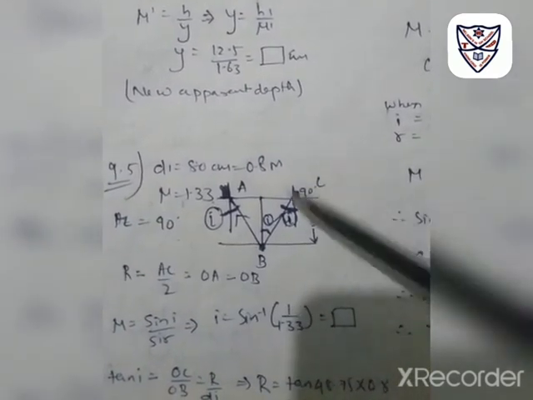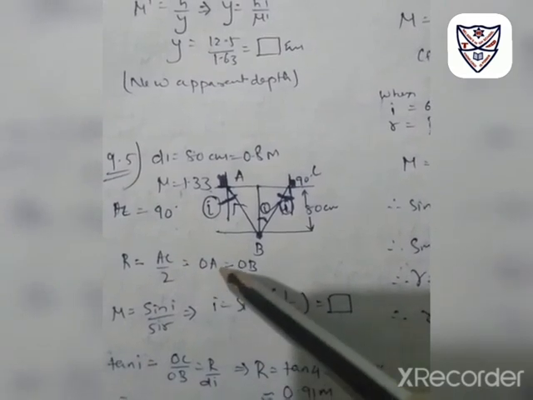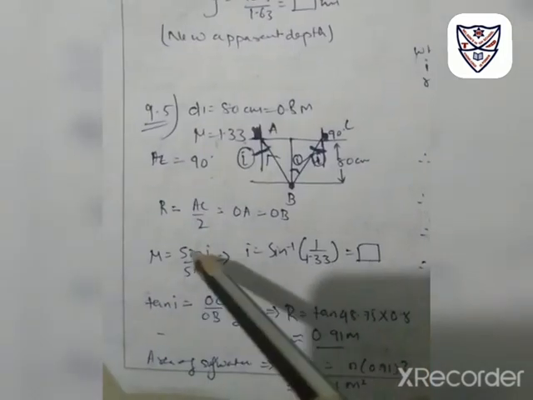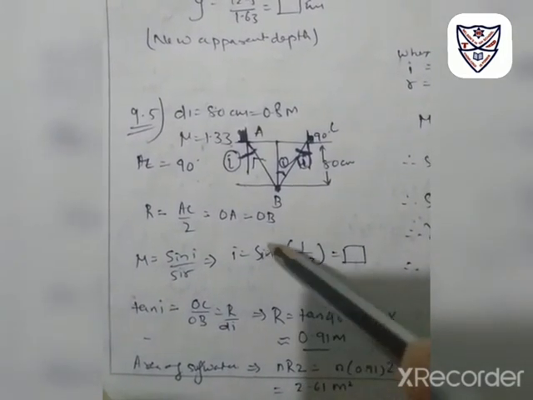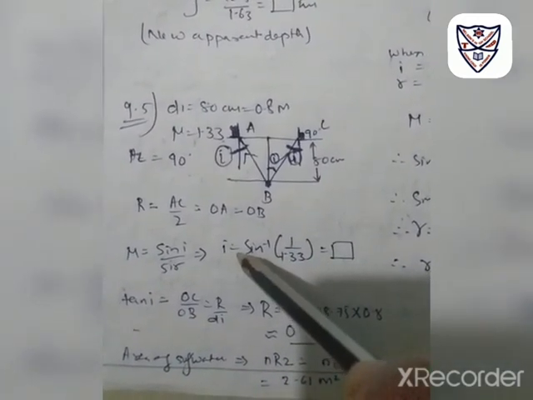Okay, one angle is 90 degrees. R is equal to AC upon 2, that is OA is equal to OB, you can see from the figure. So using the refractive index formula, sin i upon sin r, I is equal to sin inverse of 1 upon sin 3, you will get your I value.